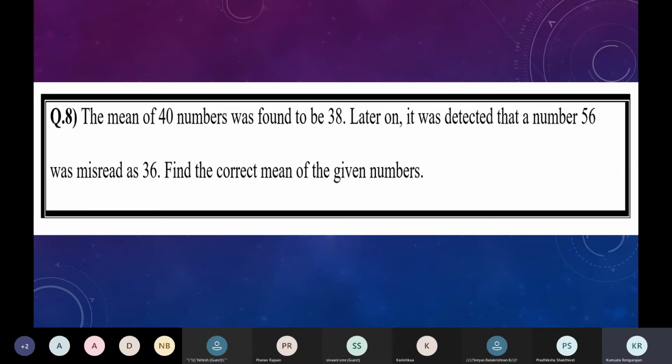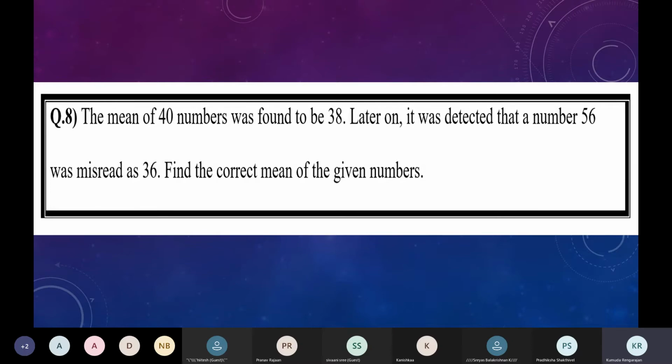All right. Later on, it was detected that a number 56 was misread as 36. The number is actually 56, but by mistake, while adding, instead of writing 5, 6, they wrote 3, 6. So now you found that mistake.